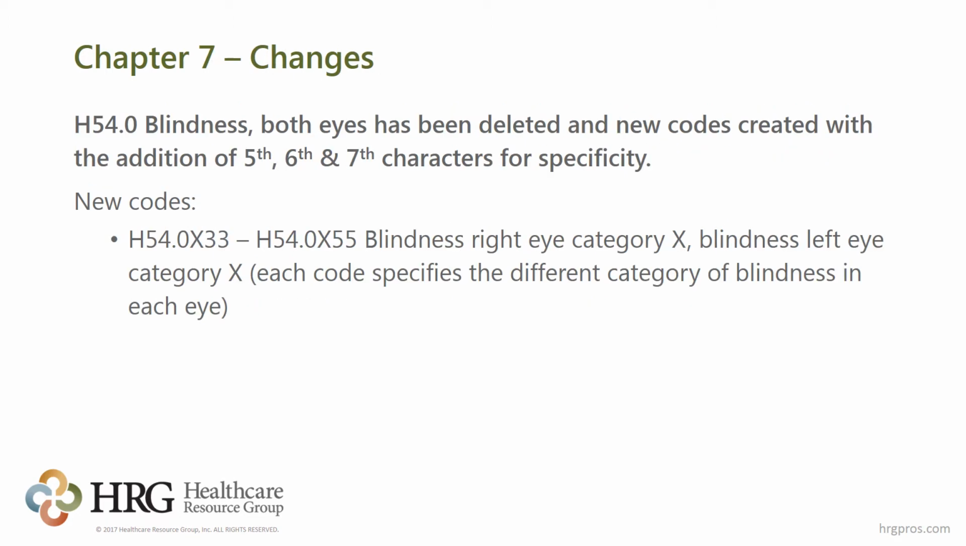As part of the additions to this chapter, there were also some deletions. Blindness in both eyes has been deleted, and new codes were created to show more specificity. The first code set is listed below, and it is blindness of the right eye with a specific category, with blindness of the left eye with a specific category.